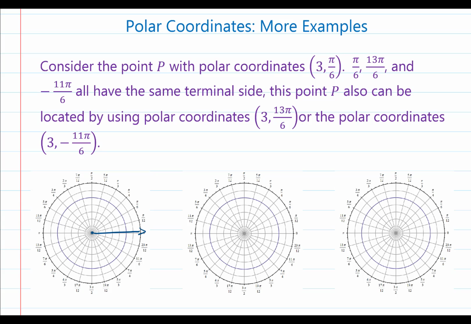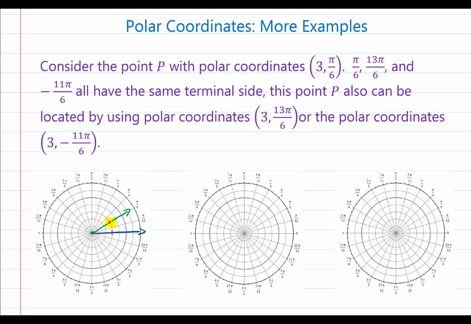I'm going to go 3 units out from the pole along the polar axis, and then I'm going to rotate to pi over 6, which would be right here. Now I'm going to draw my terminal side of the angle pi over 6. And so that's my point plotted, (3, pi over 6), on the polar coordinate plane.